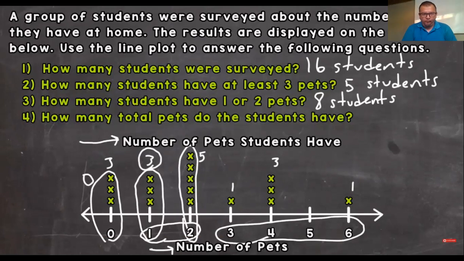So how many total pets is that? It's not 5, it's actually 10, because again, each of those 5 students have 2 at home. So this is going to be 10.